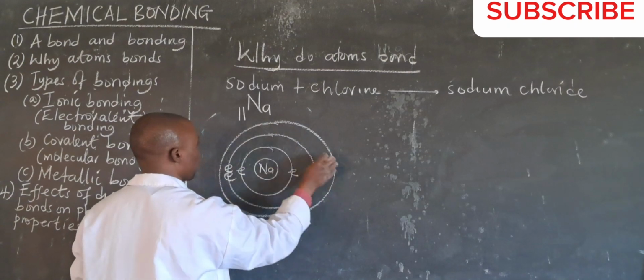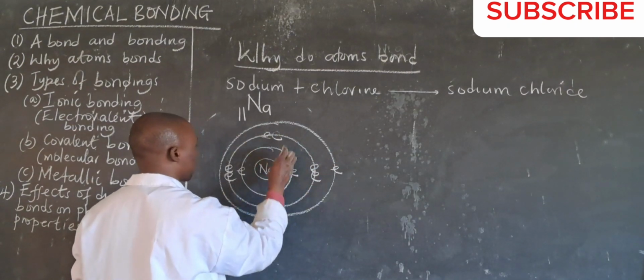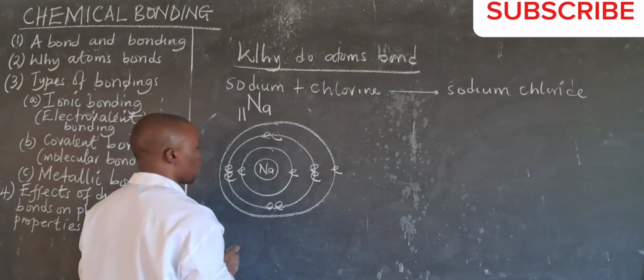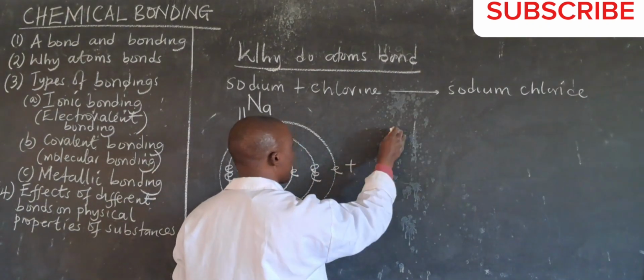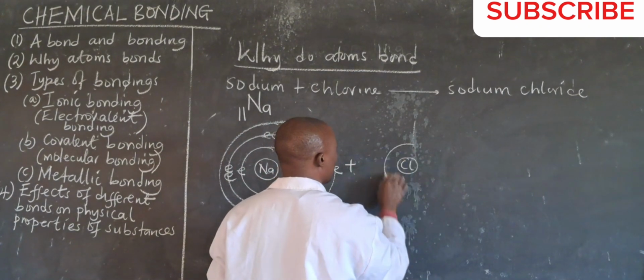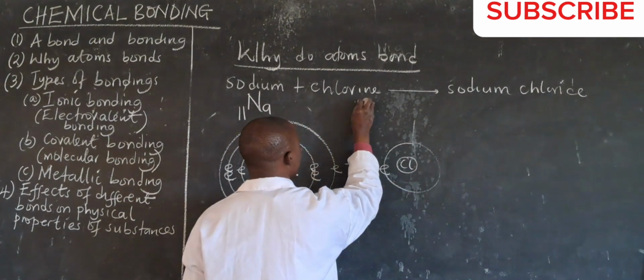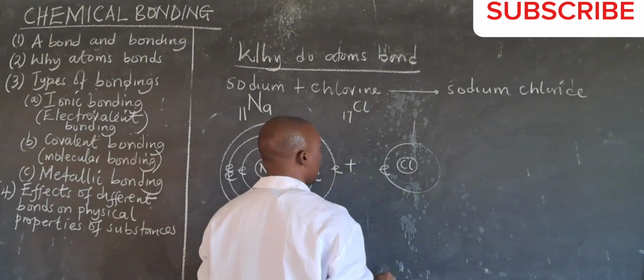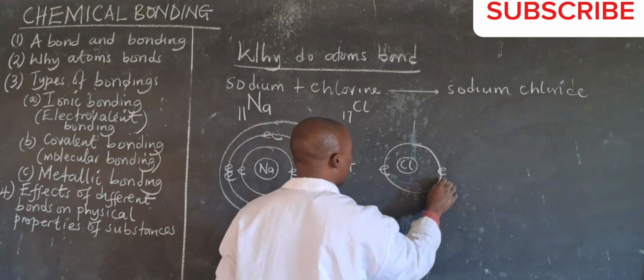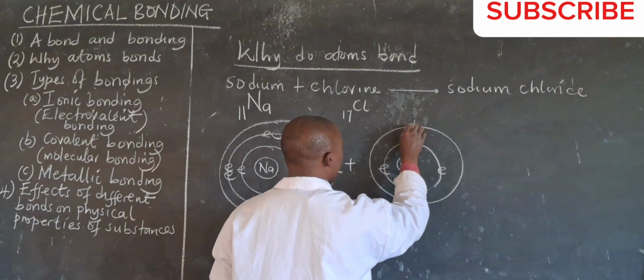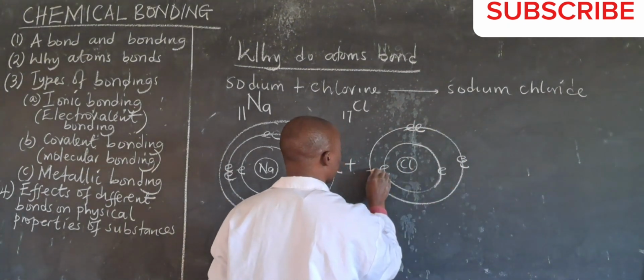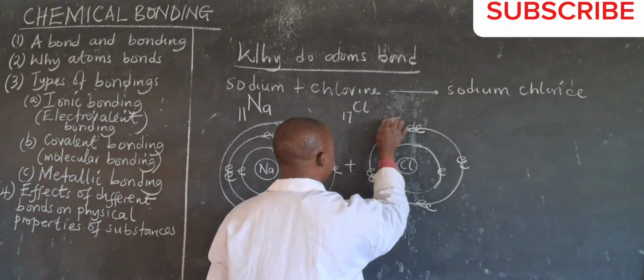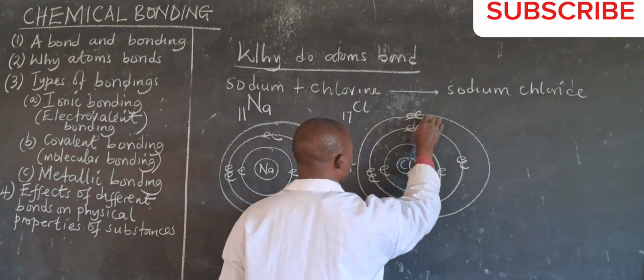Third shell has 1 electron. So chlorine here, first shell has 2, of course. Chlorine here is atomic number 17. So it has 2 in the first shell, second shell has 8, third shell has 7 electrons.